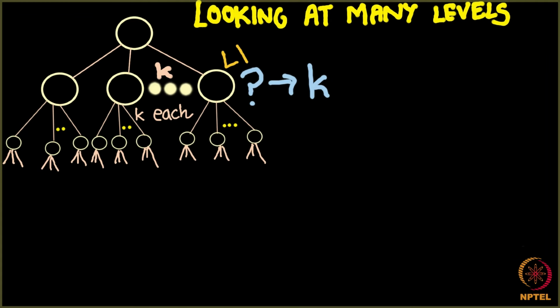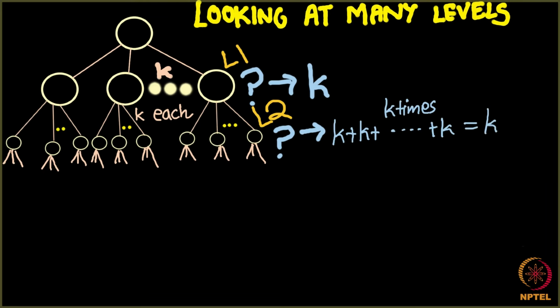Now what do you think is the number of people at this second level? This is our level 2. A little bit of math tells us the number of people. In the previous level we had k people, and each of these k people has k children. So how many people do we have here? k plus k plus k, k times, which is equal to k square.